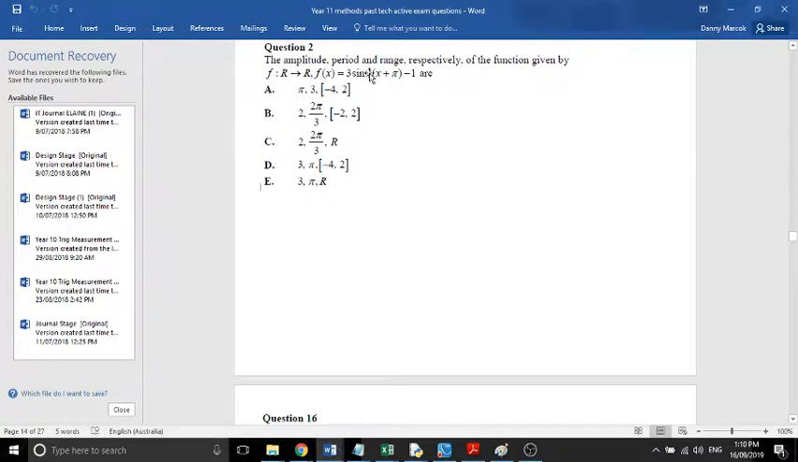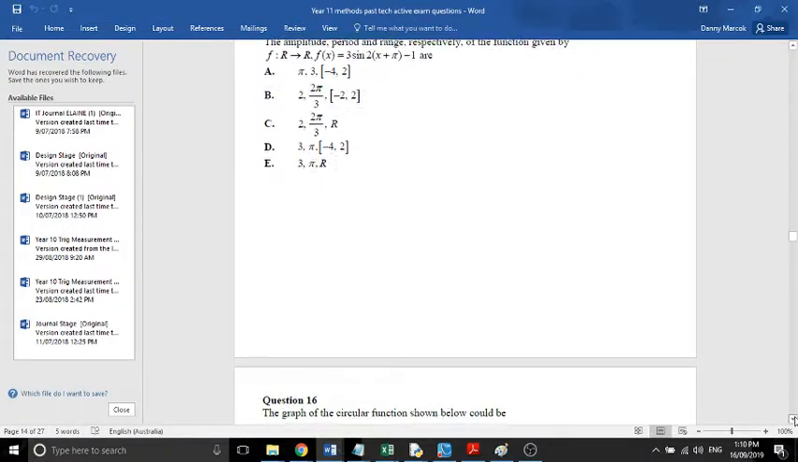Now, if we look at the coefficient of x, which is 2, we know that our period is 2 pi over 2. 2 pi over n, whatever our coefficient is. So we end up with 2 pi over 2. So we're left with pi. So we've got that as our amplitude, period, and range.